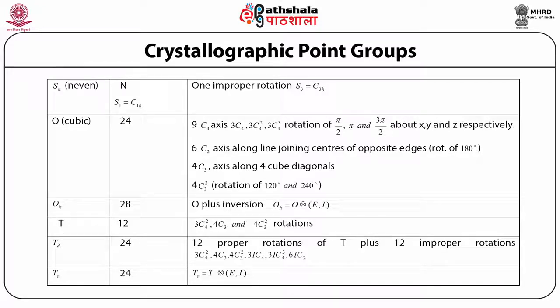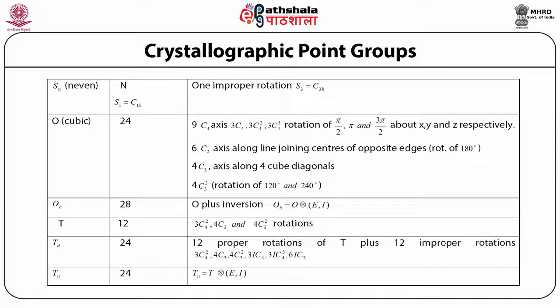The order of the group is 24. The group has 9 C4 axes. That is 3C4, 3C4 square, and 3C4 cube. Rotation of pi by 2, pi, and 3 pi by 2 about x, y, and z axes respectively. In addition, it has 6 C2 axes along the line joining centers of opposite edges, as we have discussed earlier. It further has 4 threefold axes along the 4 cube diagonals and 4 C3 square, the rotation by 120 degrees and 240 degrees about the cube diagonals.